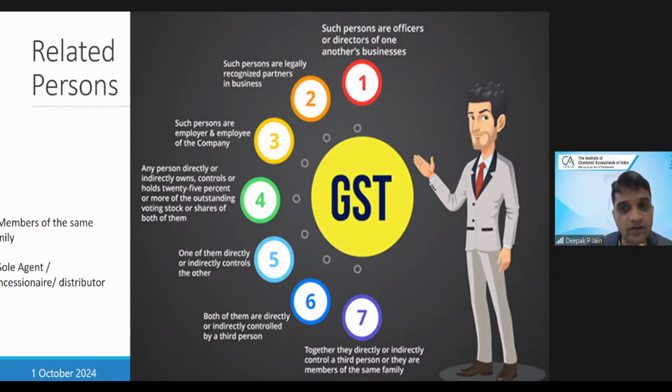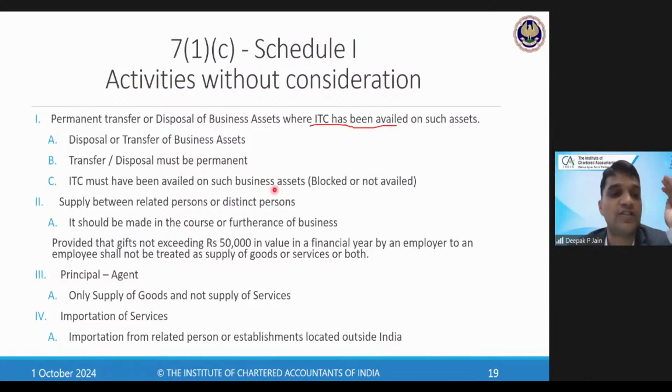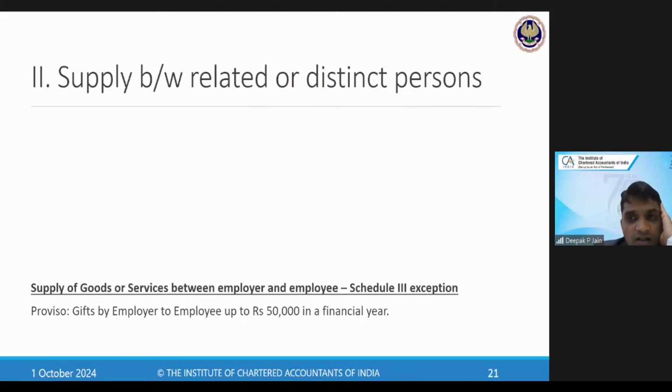Okay. So now we'll continue with our Schedule 1, because we'll not complete Schedule 1 otherwise. So any kind of supply between related persons or there is another word here called distinct person. What is this? This we have never heard in income tax or any other law. What is this new thing? Yes, this is a new thing under GST, which says that if you make any supply between related persons or distinct persons, then it is also treated as covered under Schedule 1.